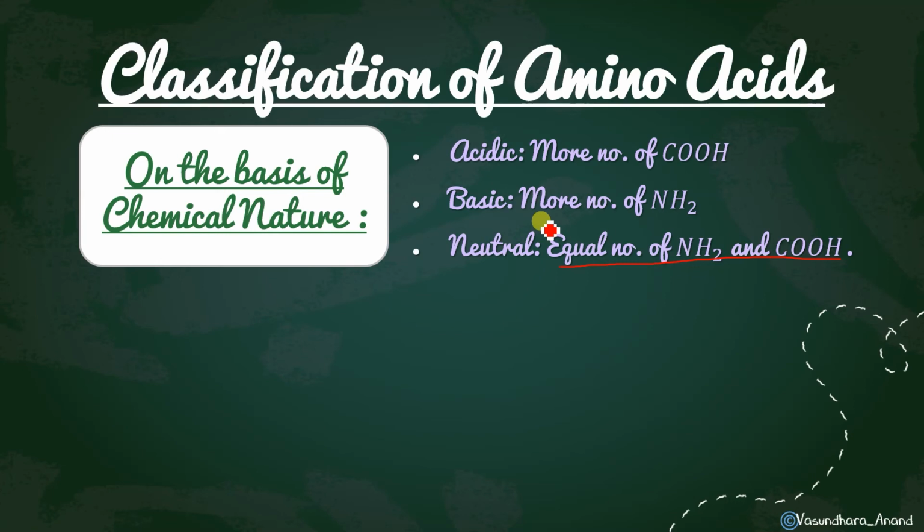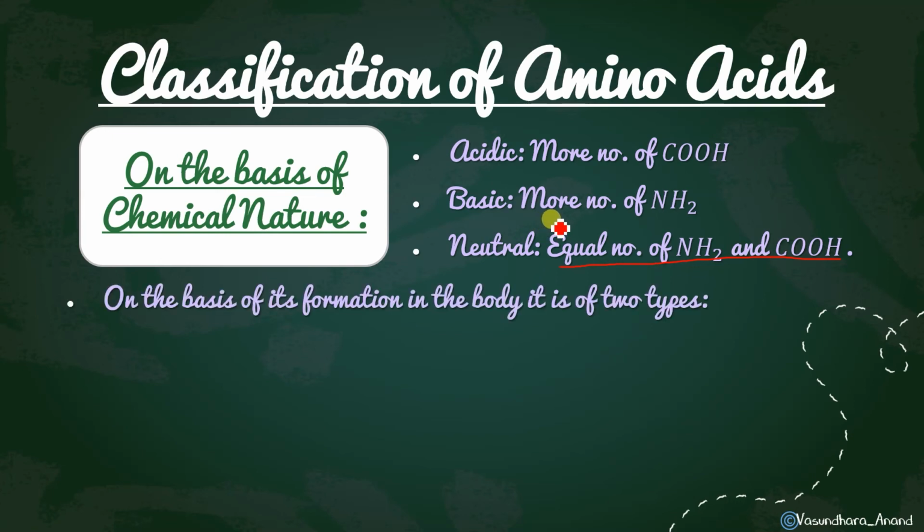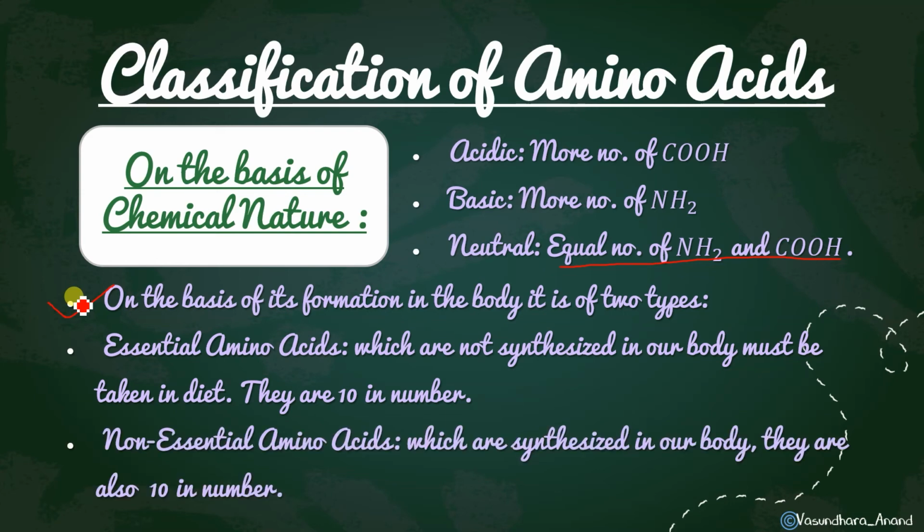Nothing to explain. Okay, on the basis of its formation in the body, it is of two types, and this is the important part. On the basis of formation in our body, it is of two types. One is called essential and another is called non-essential. Essential is called so because it is not synthesized in our body and we have to take it in our diet. Got it? Understood? So these are amino acids which are not synthesized in our body, so must be taken in our diet, and that are 10 in number.